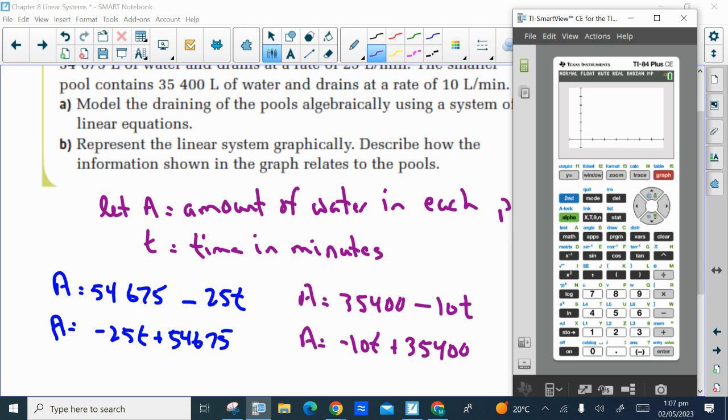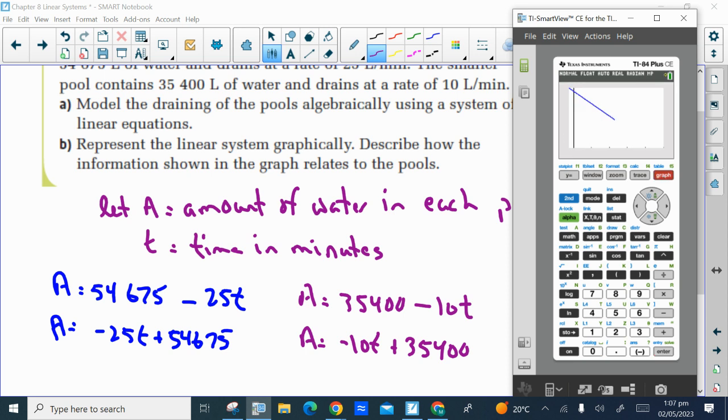If you just hit graph, though, you don't see anything because of the window. We can try zoom fit, zoom 0. Remember, you want to see both lines and the point of intersection. So we can see both lines, but we can't see where they intersect. It's going to be somewhere off to the right. So we need to make our X max larger. So let's change our X max to, let's say, 1,000, and change our scale to 200.